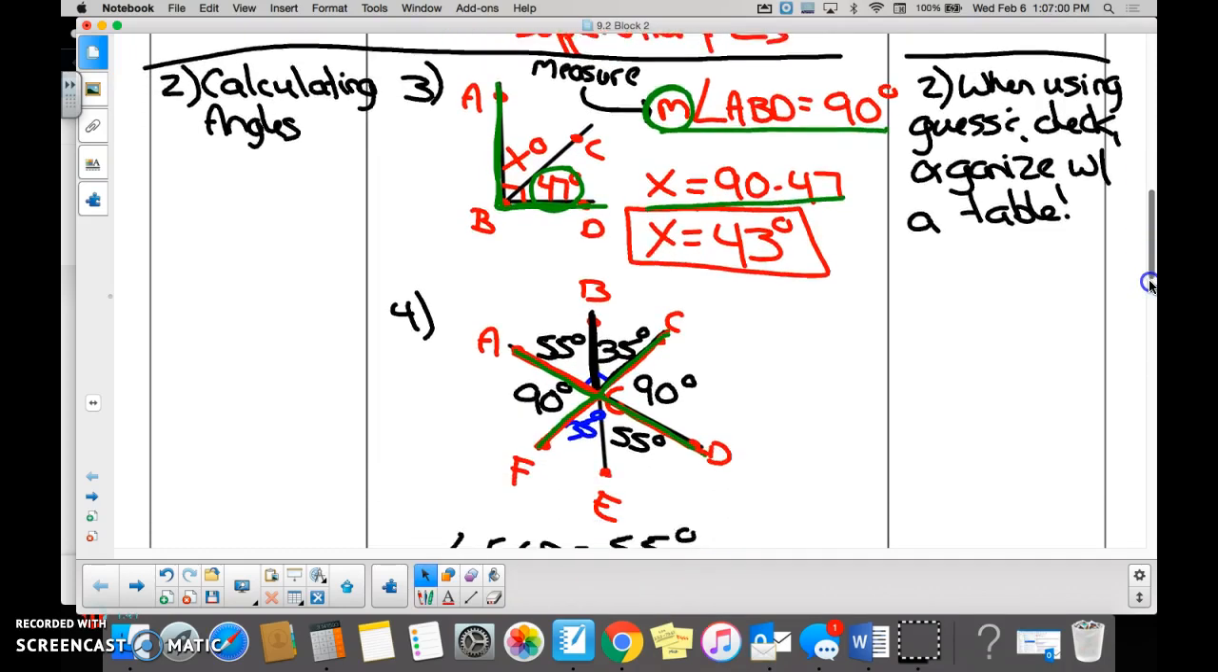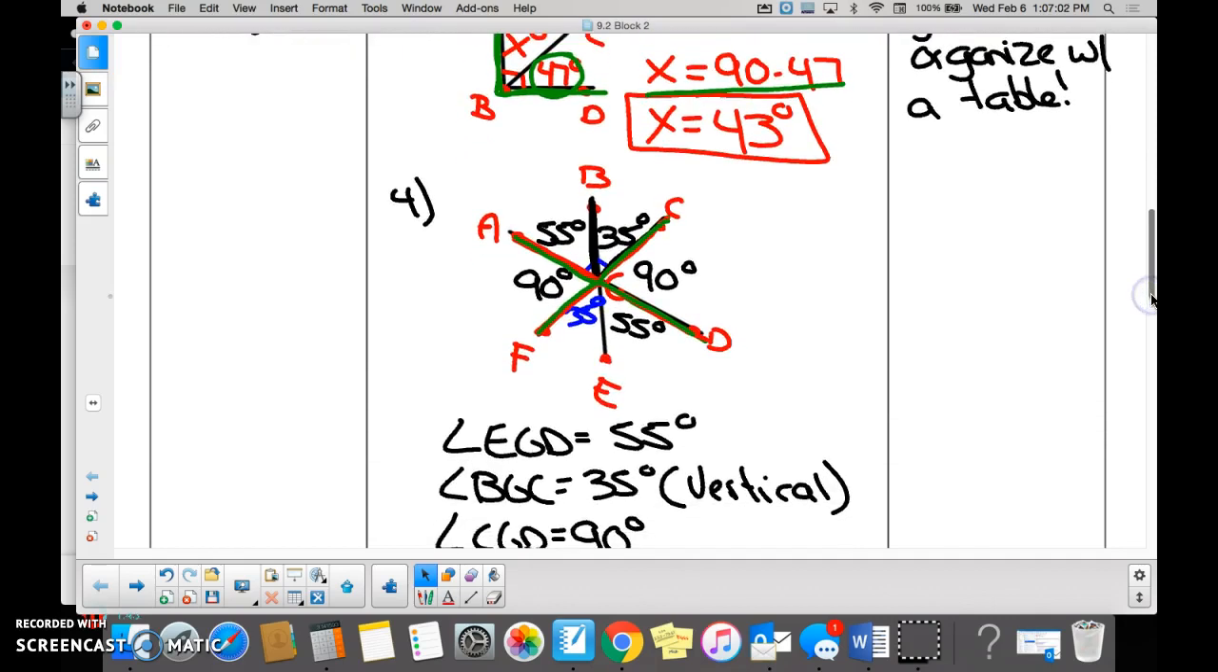Okay, number 4. On this guy, all I did was give you this angle measurement right here, right? Yes. And then I also told you it was a right angle up here. Yes, no? Yes. So how did you calculate, why is this 35 degrees? Vertical. Because why? It's vertical. They're vertical, right? So that's 35 degrees because it's vertical.